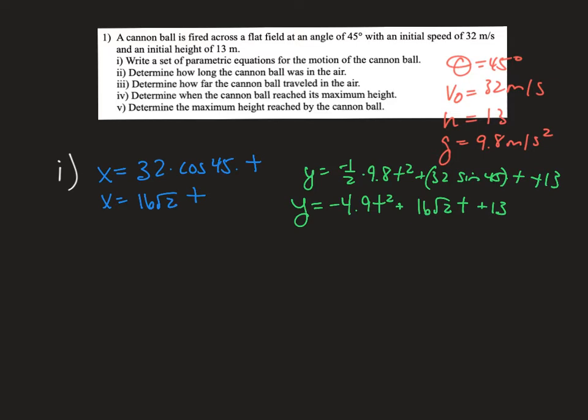All right, so the second one, determine how long the cannonball was in the air. So really, it's asking you, where does y equal 0? Because y is still going to represent our height, okay? So 0 would be on the ground.